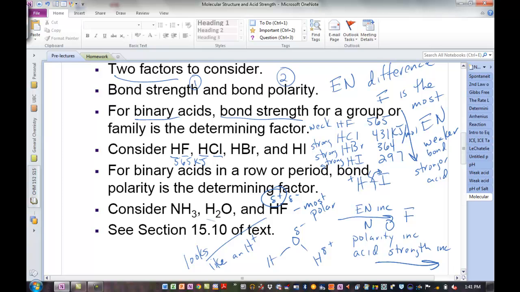So if you want to read a section of the text, read section 15.10. And let me just flip to that real quick. Let's see if there's any example problems there that you should take a look at.